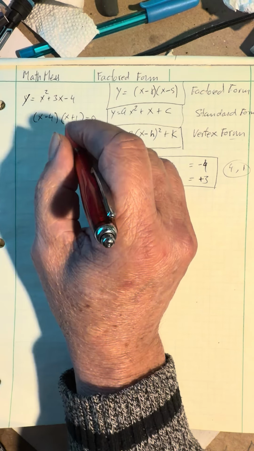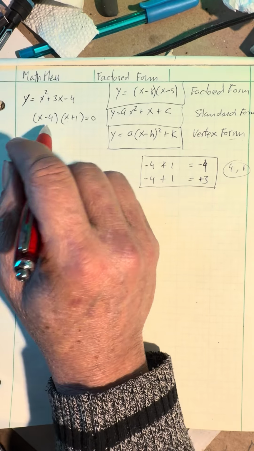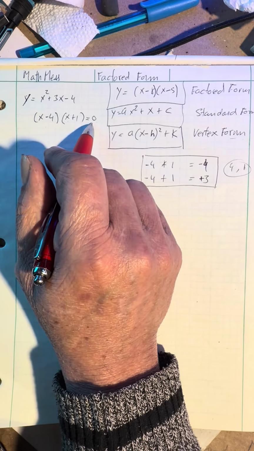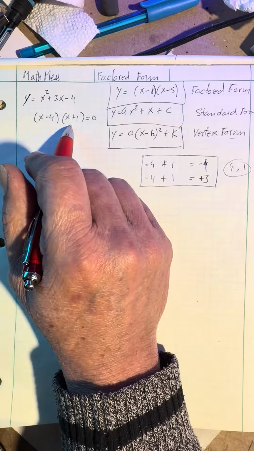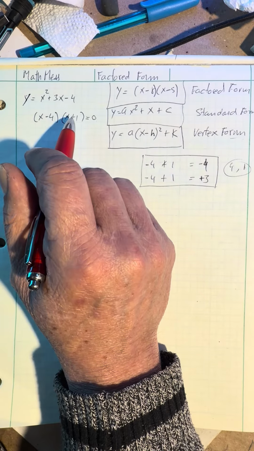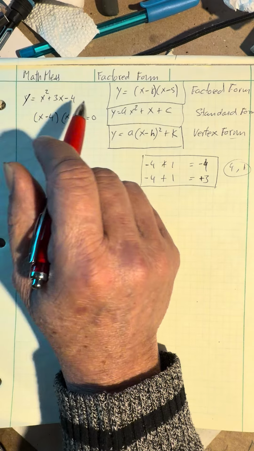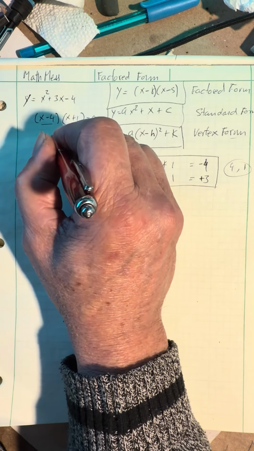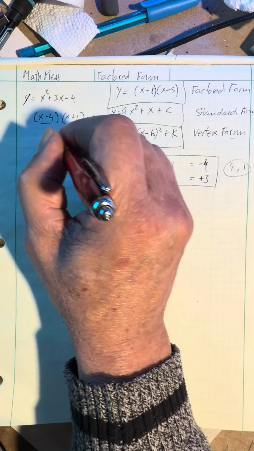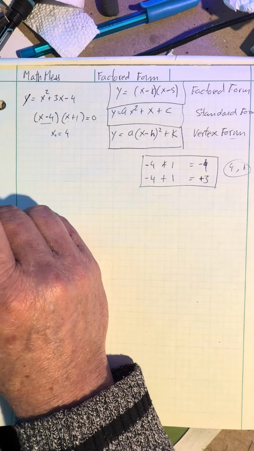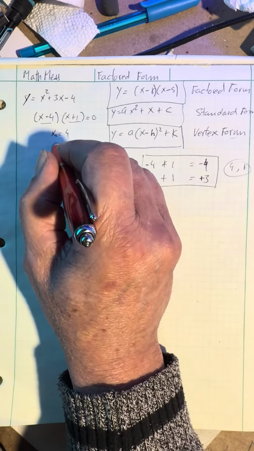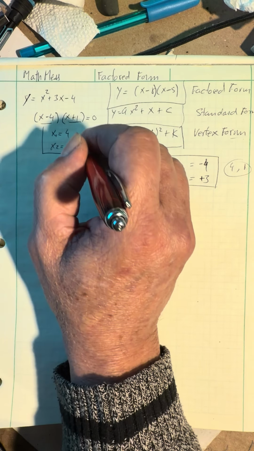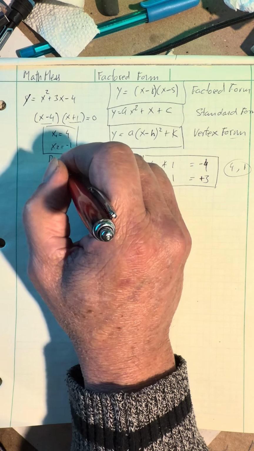In this equation, if this is 0, the whole equation is 0, regardless of what this is. And vice versa, if this is 0, regardless of what this is, the whole thing will be 0. So from here, we get x1 equal to 4, and from the other one, we get x2 equal to minus 1. Those are the roots.